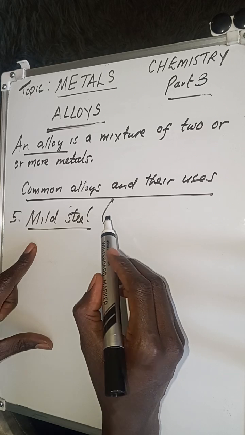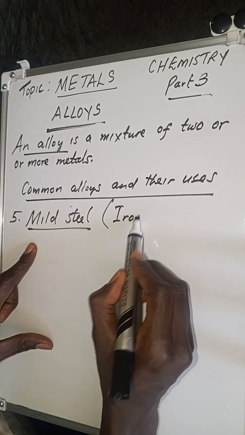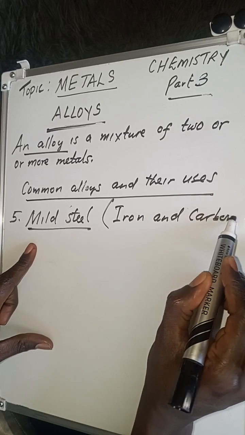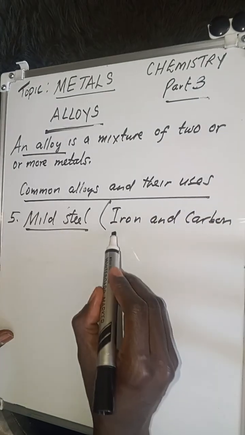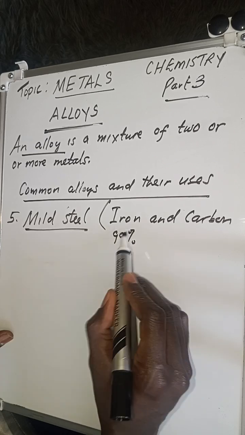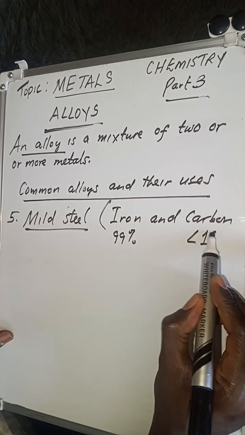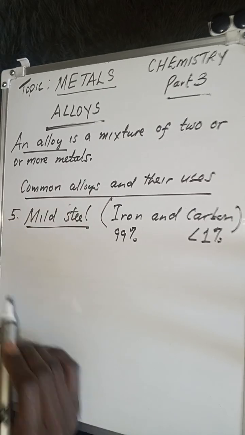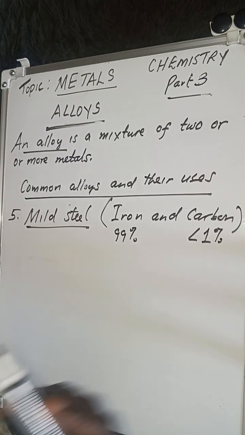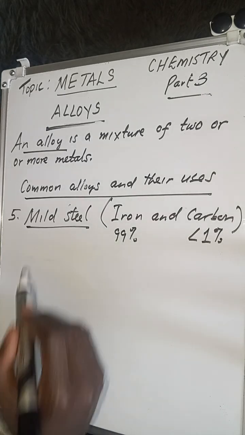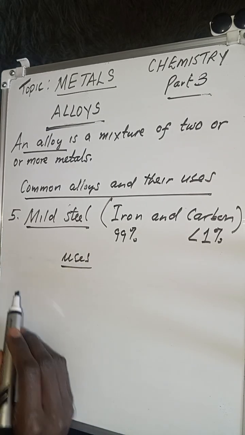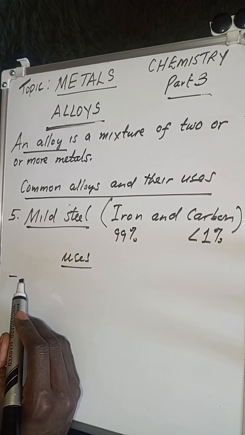So mild steel is made up of iron and carbon. Of course, those things are actually regulated. About 99% is going to be iron, and less than 1% is going to be carbon. So that is mild steel. It is actually stronger and harder than pure iron. That is what you need to remember. What are the uses of mild steel? So mild steel has got so many uses.